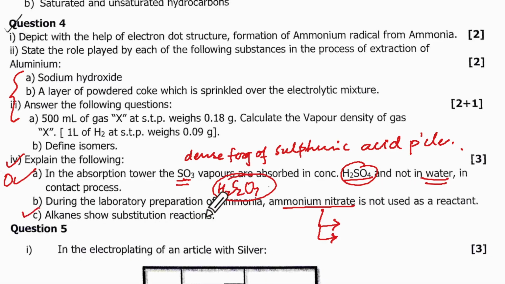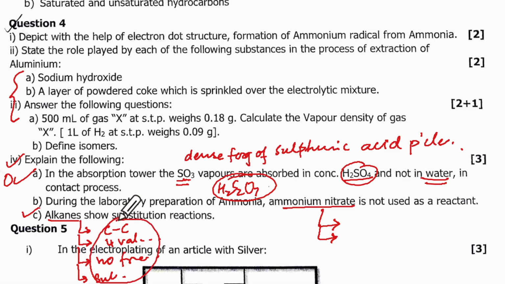Alkanes show substitution reaction. For alkanes, what is the number 1 point? Carbon single covalent bond. All 4 valencies are completely satisfied. Therefore, no free electrons are available for further reaction. Therefore, substitution reaction. These 4 points have to be mentioned. If you were not able to mention these, just give yourself a 0.